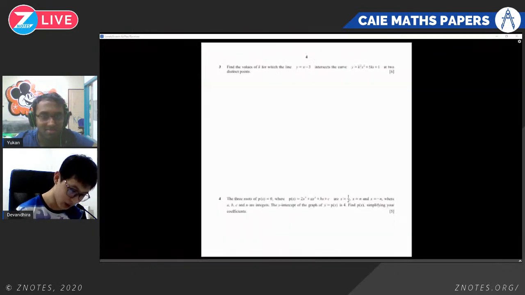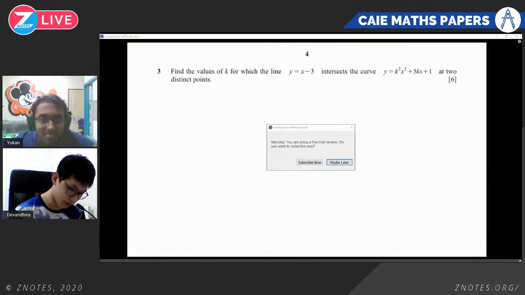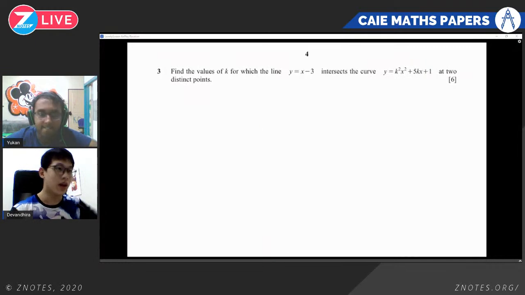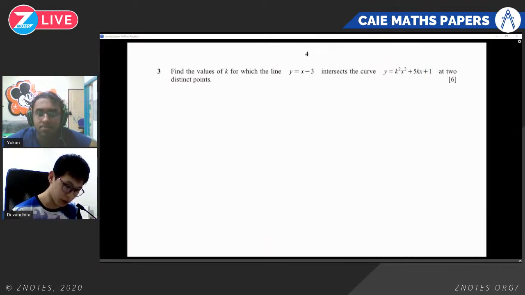Okay, next question. The third question. Find the values of k. Sorry, I'm sorry about that. Find the values of k for which the line y is equal to x minus 3 intersects the curve. Oh my god, that's so long. This expression at 2 distinct points.